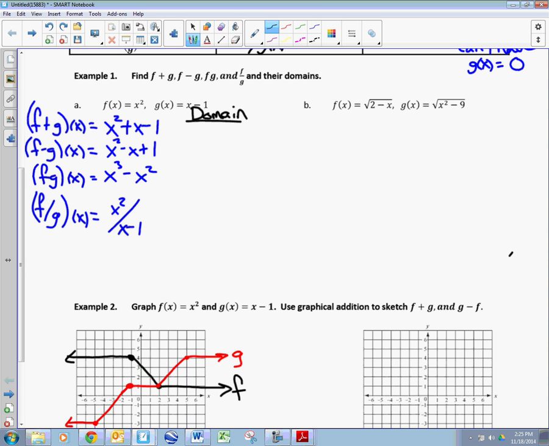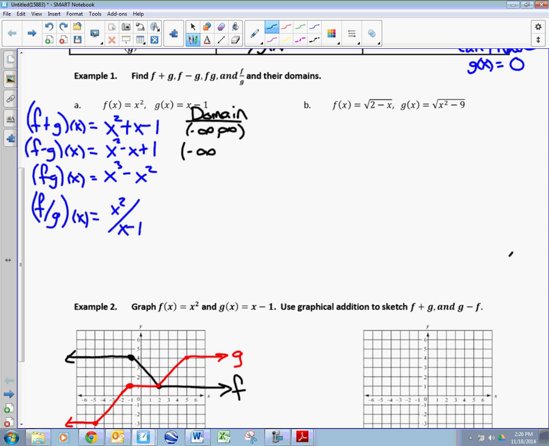X squared, what does that look like? What's the domain of a parabola? All real numbers. What does x minus 1 look like? It's a line, domain of a line. What is the overlap between all real numbers and all real numbers? All real numbers. And you can tell if you look at the new function, x squared plus x minus 1, you get a parabola, and the domain is all real numbers. So the overlap between these is all real numbers, so from negative infinity to positive infinity.